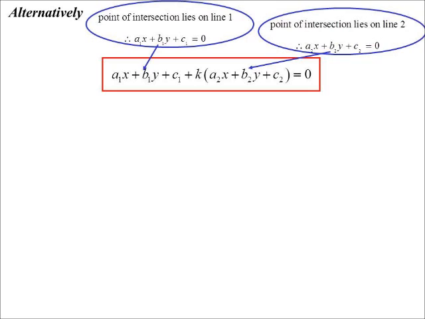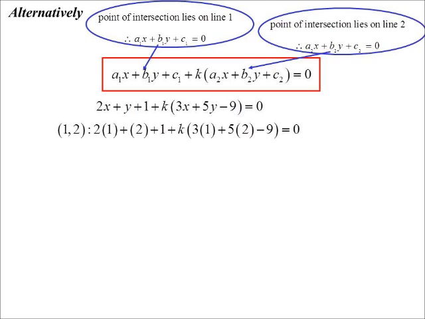Because now, for our example, our two lines were 2x plus y plus 1 equals 0, and 3x plus 5y minus 9 equals 0. So they were our 2 lines. I'll just multiply one of those lines by k. We also wanted to go through the point (1, 2). So I'll substitute into this and work out the constant.